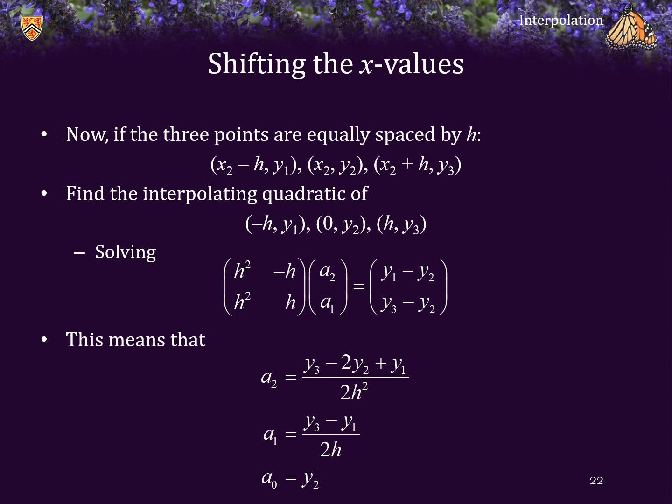This now gives us a quadratic that passes through the second set of 3 points, and if we wanted to evaluate the polynomial that passes through the first 3 points, let's say x is some value between x2 minus h and x2 plus h, we would evaluate this second interpolating quadratic at the point x minus x2.